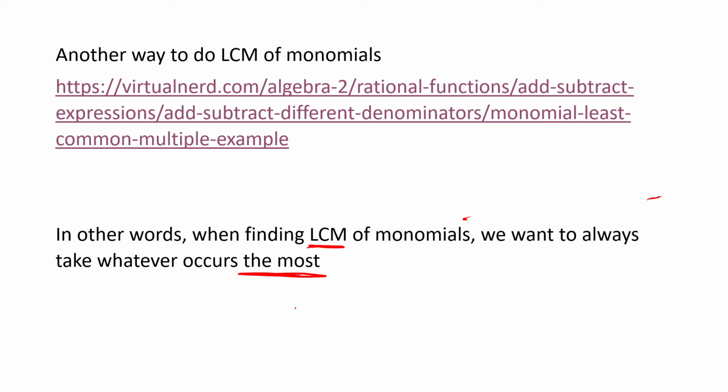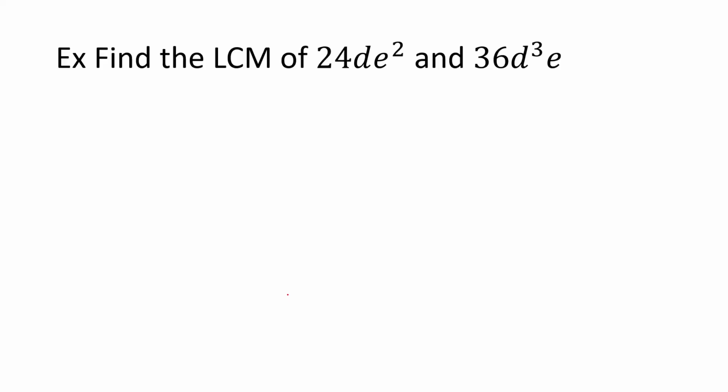now let's move on. Finding the LCM of 24d squared and 36d to the third e. So the first step is, again, always factor the numbers. This is 2 times 2 times 2 times 3. And then d is d. E squared is e times e.